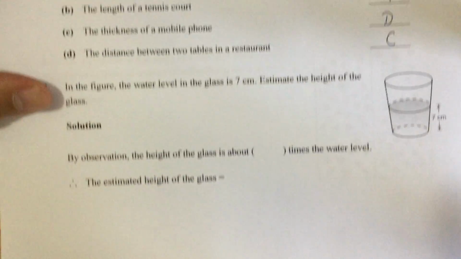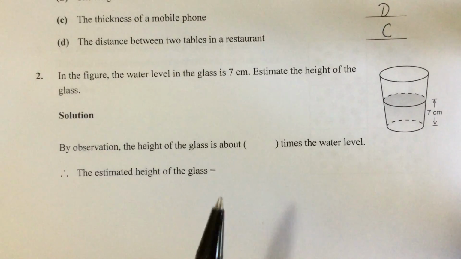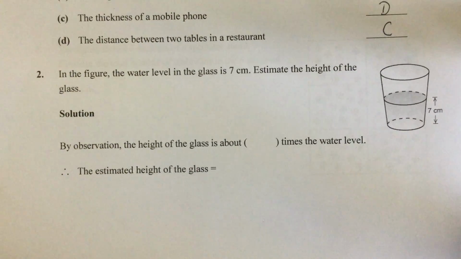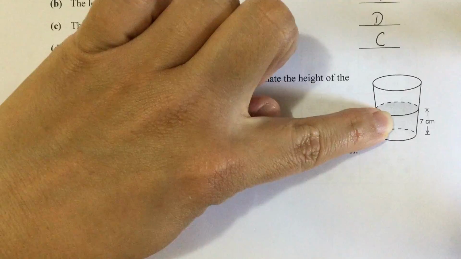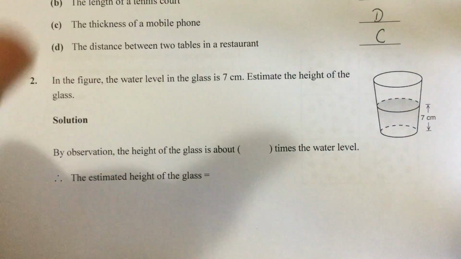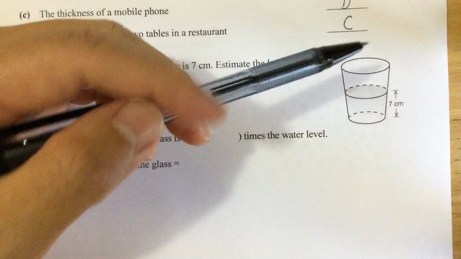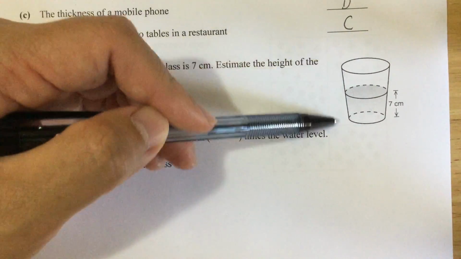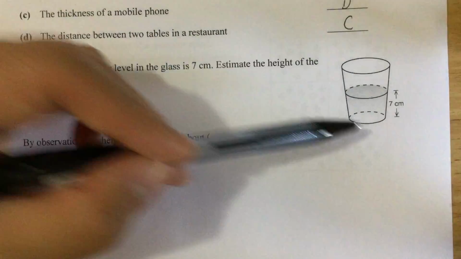Okay, now let's look at the question with the benchmark. In the figure, the water level in the glass is 7 cm. This one is called the benchmark 量度指標. Here is 7 cm. Estimate the height of the glass. That means the whole height, the whole length of the glass.